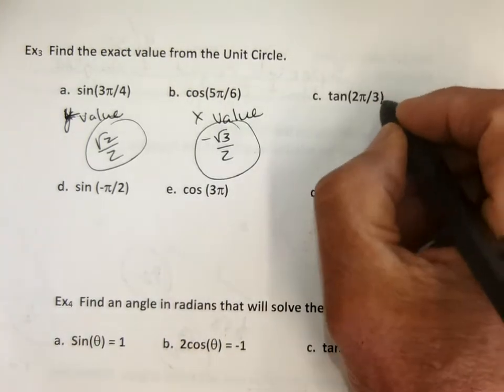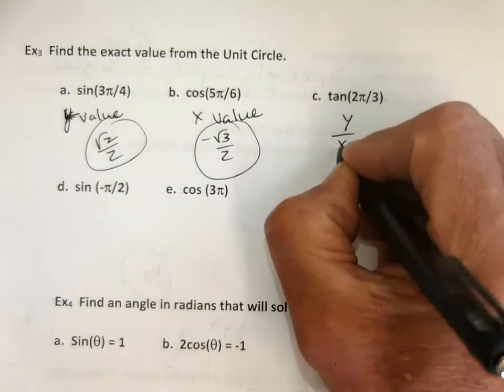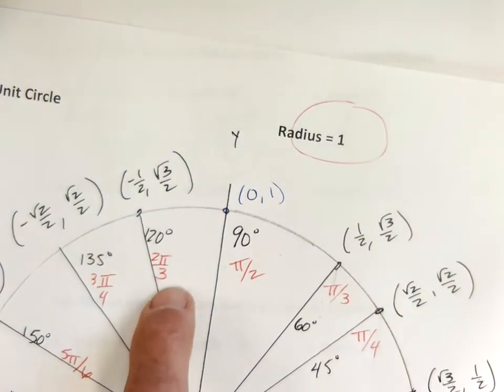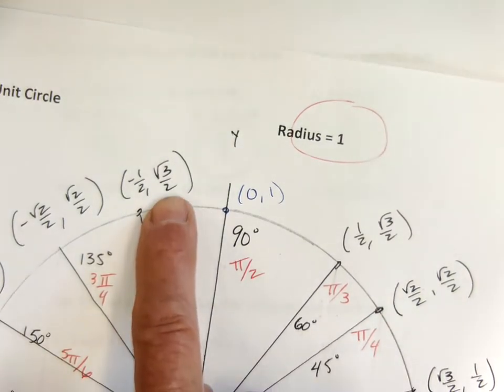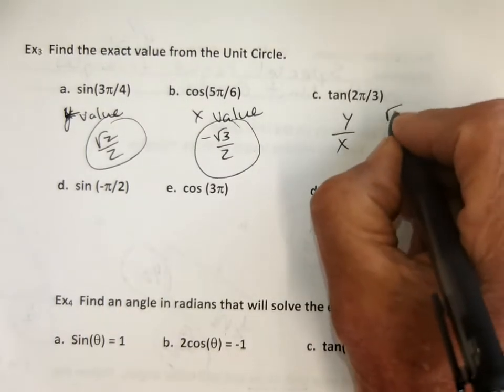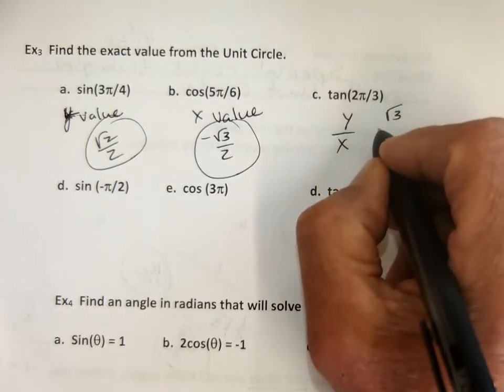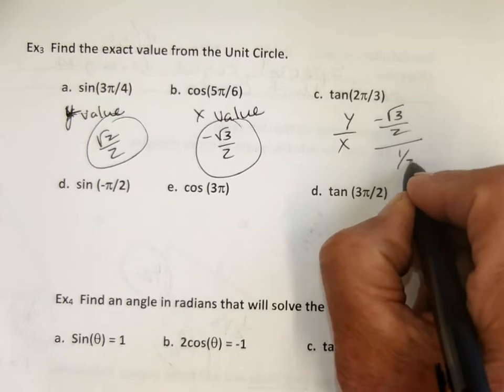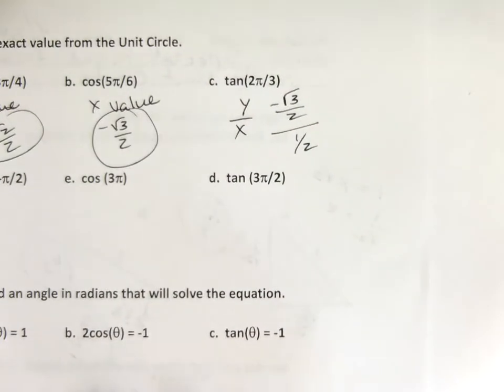Okay, tangent is going to be the y value over the x value. So 2 pi thirds, here. It's going to be the y value over the x value, so square root of 3 over 2 divided by negative 1/2. So it's going to be square root of 3 over 2 over negative 1/2. Now that's not a very nice looking answer.